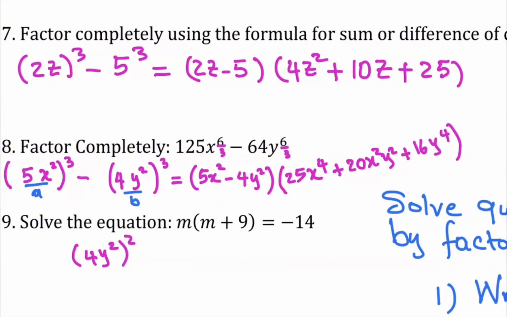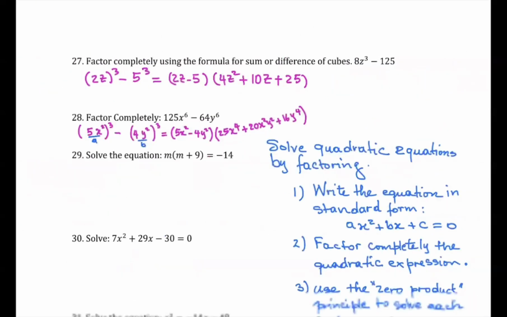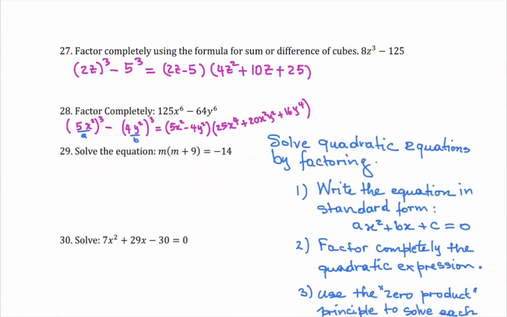So that is the factored form of that one, of 125x to the 6 minus 64y to the 6.